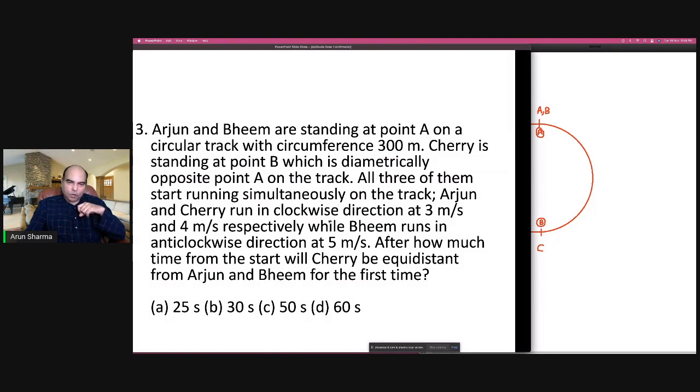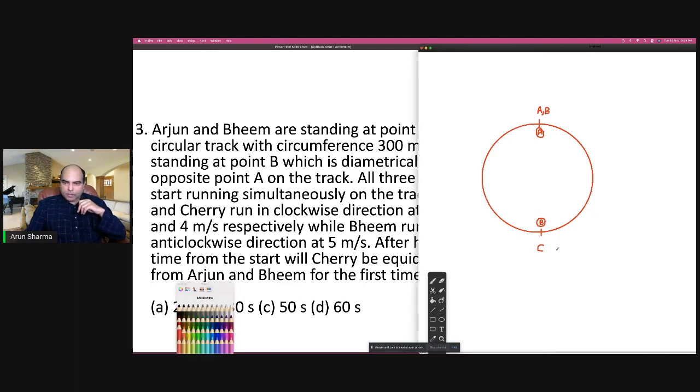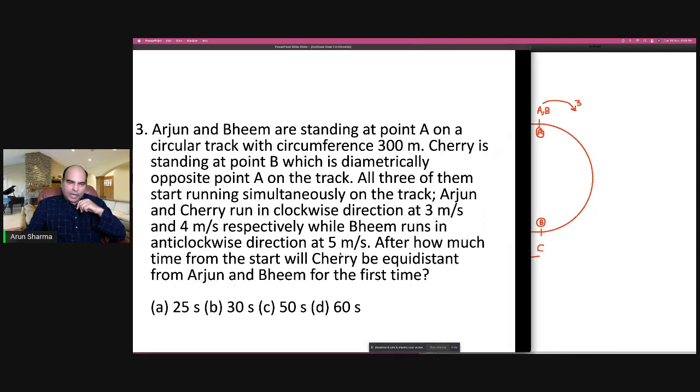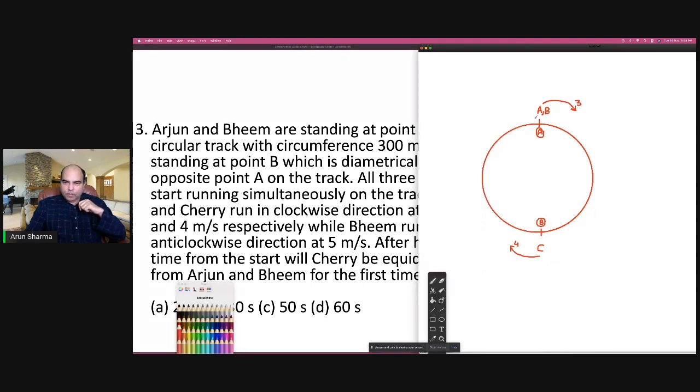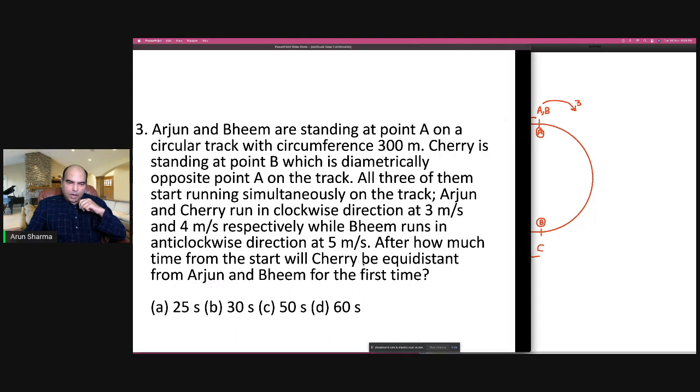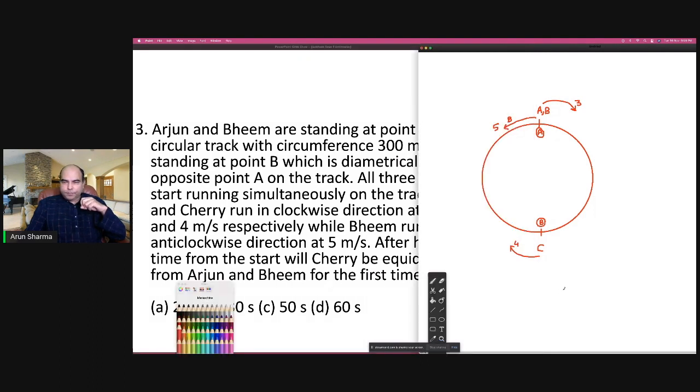Arjun and Cherry run in the clockwise direction at 3 and 4 meters per second respectively. So Cherry is running clockwise at 4 meters per second, Arjun is running clockwise at 3 meters per second, while Bhim runs in the anti-clockwise direction at 5 meters per second. So Bhim is running in this direction at 5 meters per second. After how much time from the start will Cherry be equidistant from Arjun and Bhim for the first time?